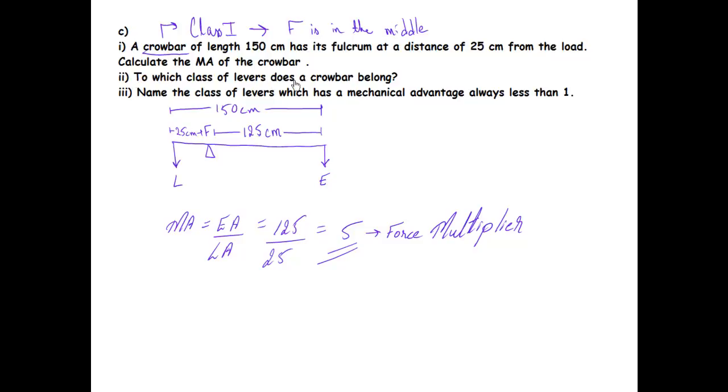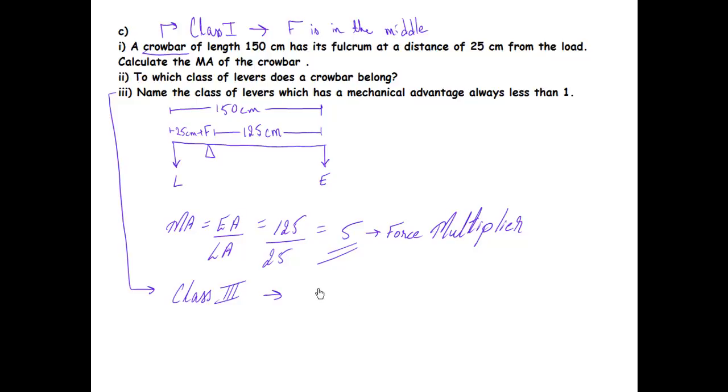To which class of levers does a crowbar belong? We have already discussed that as the fulcrum is in the middle for a crowbar, it is a lever of class 1. And finally, name the class of levers which has a mechanical advantage always less than 1. Now, levers which have mechanical advantage always less than 1 is a class 3 lever.